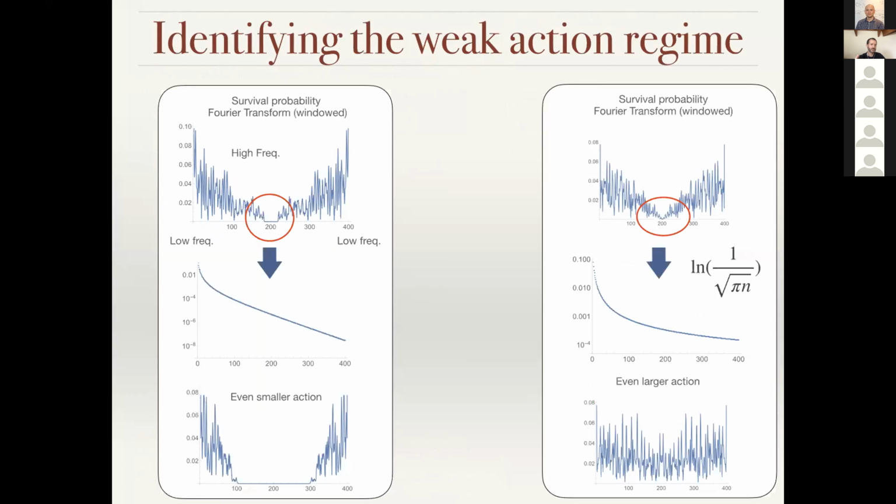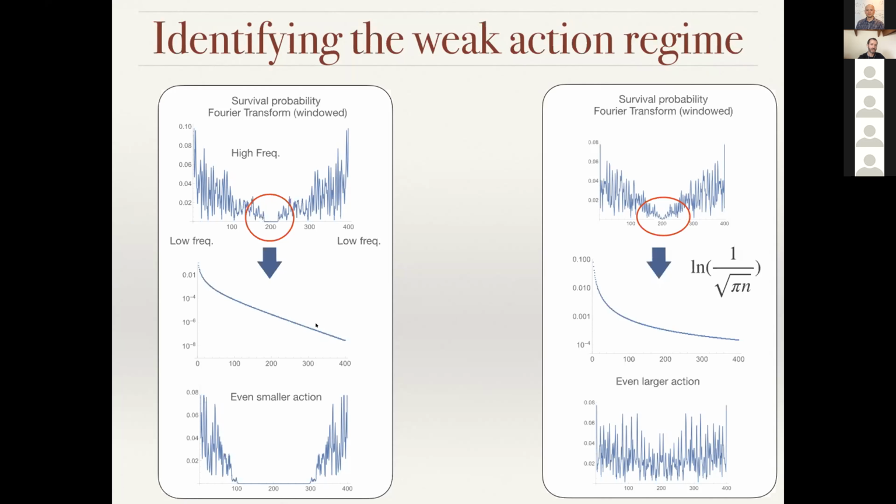An important question is how to tell if you're actually in the weak action limit if you don't know anything about the circuit. So it turns out that there's a very simple way of doing it by just taking the discrete Fourier transform of the survival probability. It's important to take a certain window. This is a signal processing issue, but it's a standard technique. And with that, we see that if there is even a tiny cutoff, this area corresponds to high frequencies and this is low frequencies. If there's even a tiny cutoff here, we see the exponential decay.